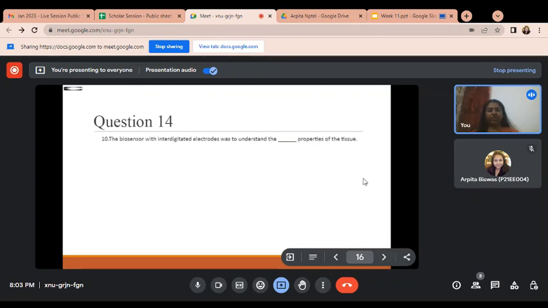Next we are moving toward question number 14. The biosensor with interdigited electrode was to understand the dash properties of the tissue. So fill in the blanks. Which property of the tissue is measured by the interdigited electrode?